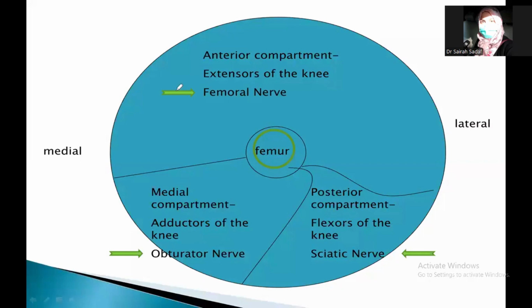Now the anterior compartment belongs to the extensors of the knee, and the femoral nerve is the main supply. The posterior compartment is the flexors of the knee, and its main nerve is the sciatic nerve. The medial compartment is of adductors, and the main nerve is the obturator nerve. Now I will be telling you about the femoral nerve.